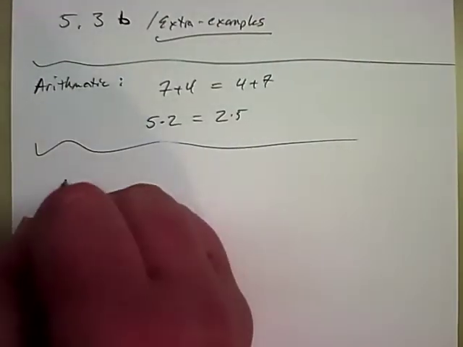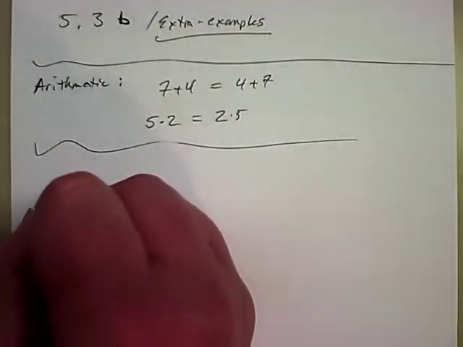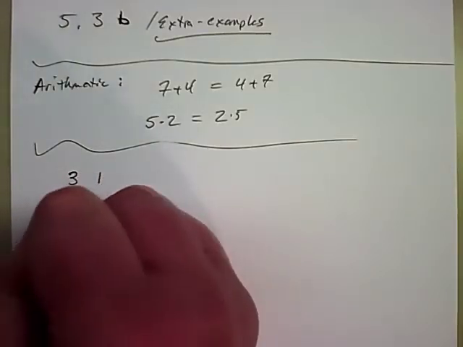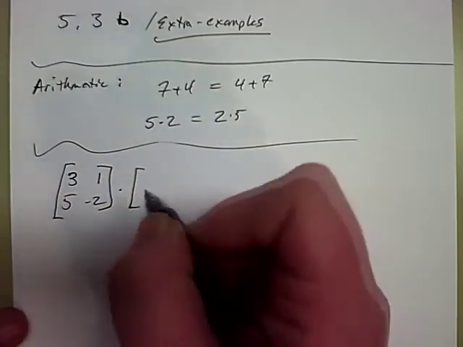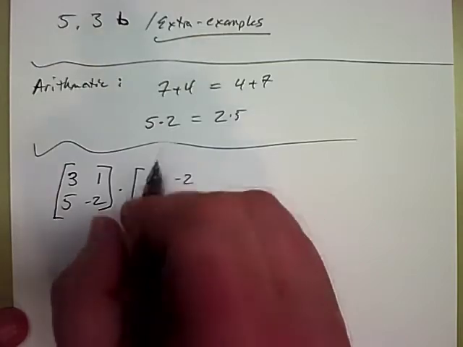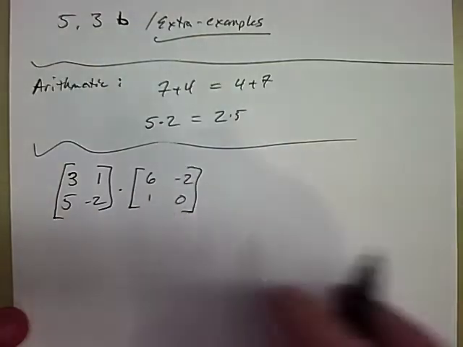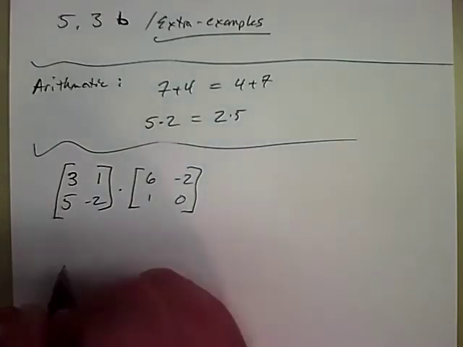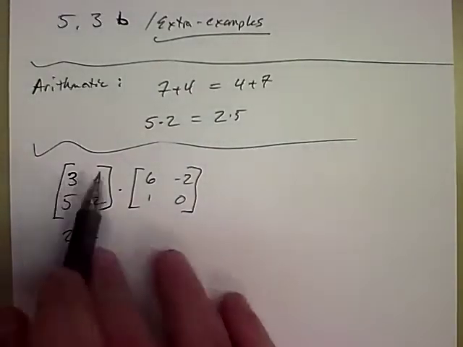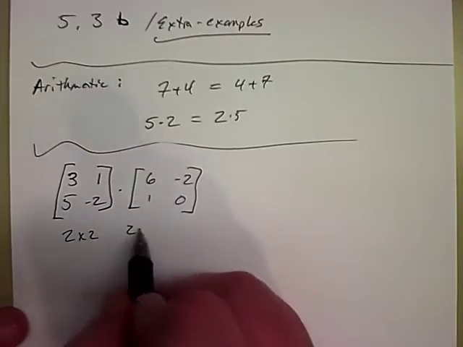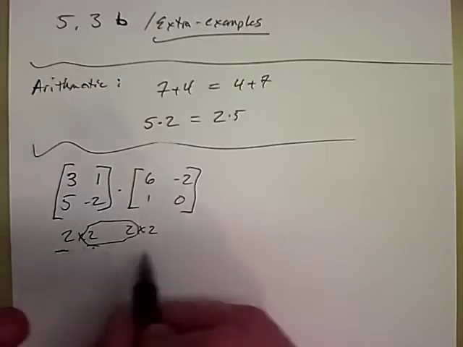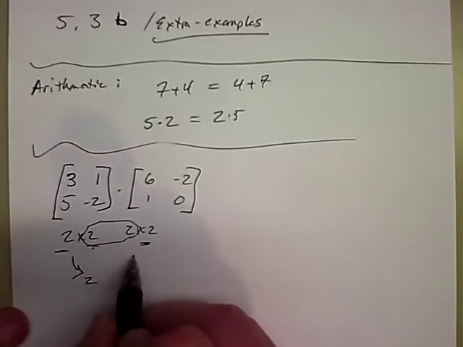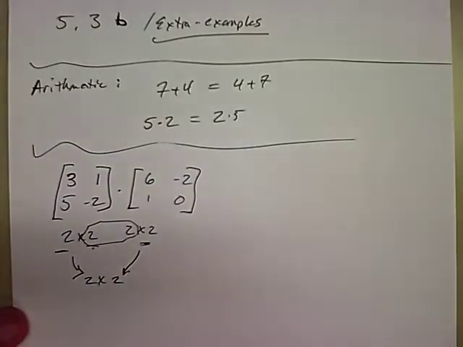Let's take a look, and we're going to take a first matrix and we're going to multiply these here. So I'm going to take 3, 1, 5, negative 2. All right, I'm going to multiply that with 6, negative 2, 1, and 0. Now let's just do a quick check to make sure that I can even do this. Here I have a 2 by 2, right? 2 rows, 2 columns. Multiplying that with another 2 by 2. All right, these guys match, and the resulting matrix is going to be a 2 by 2.